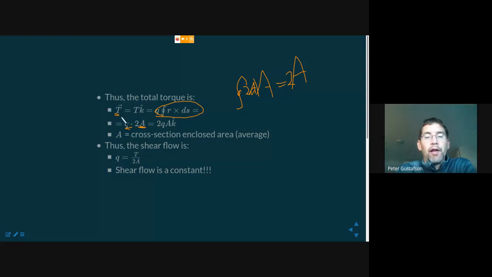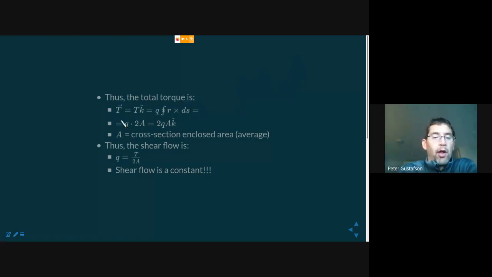It's actually a really incredible statement. Okay? This is a really incredible statement. What do we learn? We learn that the shear flow itself, Q, the magnitude of the shear flow, is directly proportional to the torque that's applied. It's inversely proportional to the area enclosed.